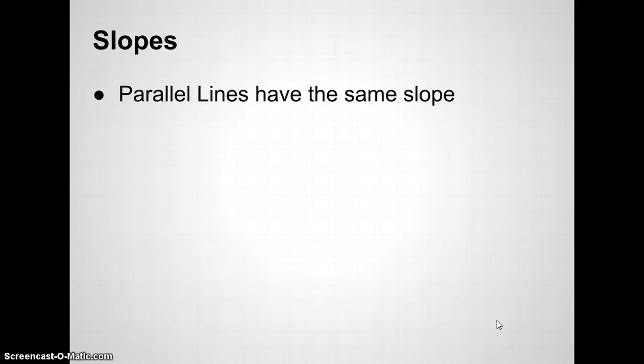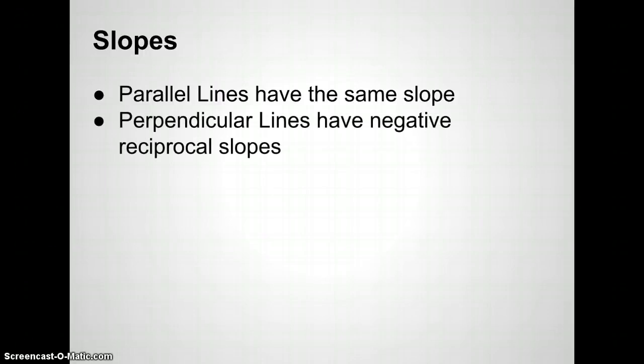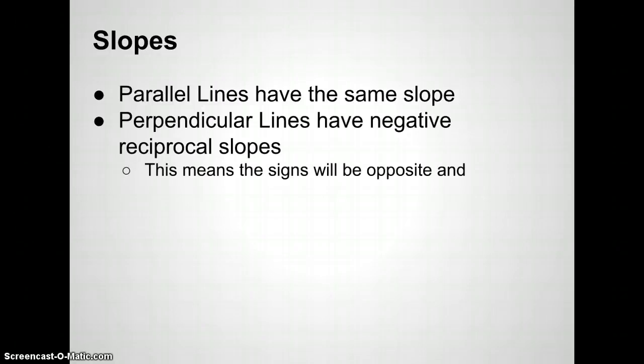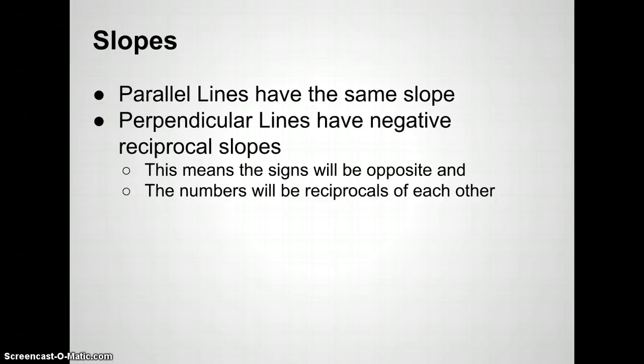Parallel lines are always going to have the same slope. You can think about they have the same steepness, they never intersect, therefore they have to have the same slope. The slope is like the steepness of the line. It's the average rate of change of the line. So parallel lines are always going to have the same slope. Perpendicular lines, we know they have to run into each other, and they hit each other at a right angle, so they have to have a very special relationship. They are going to have negative reciprocal slopes. What that means is the signs will be opposite, and the numbers will be reciprocals of each other. So if I had a slope of 3/4, the perpendicular slope would be negative 4/3.